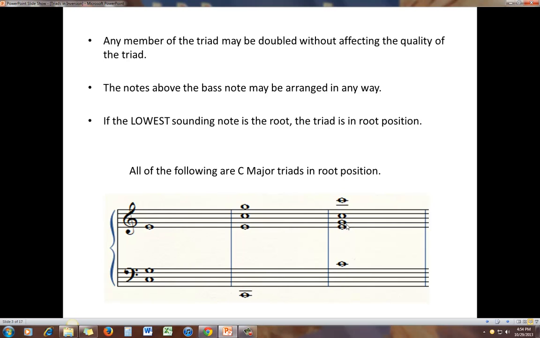C, E, G, C, C. So in this chord we've got three roots, one third, one fifth. C is the lowest note, so this is a C major triad also in root position.